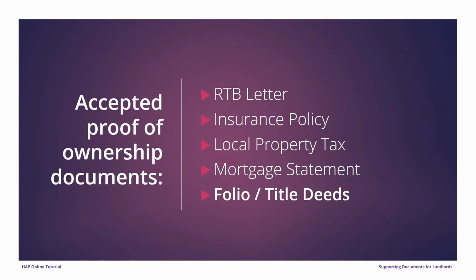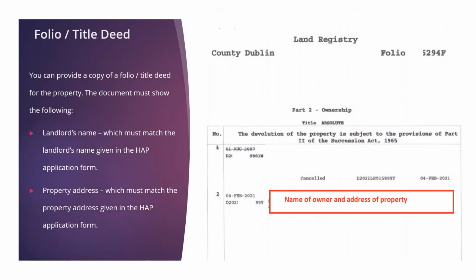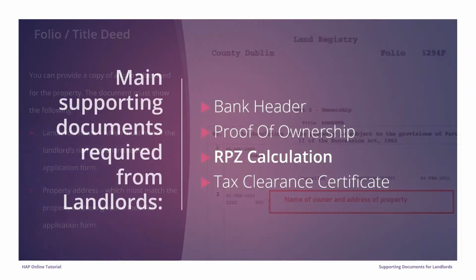Land registry folio. You can provide the folio details for your property, clearly showing the owners and address of the property. You can purchase this from the Land Direct website for a fee.